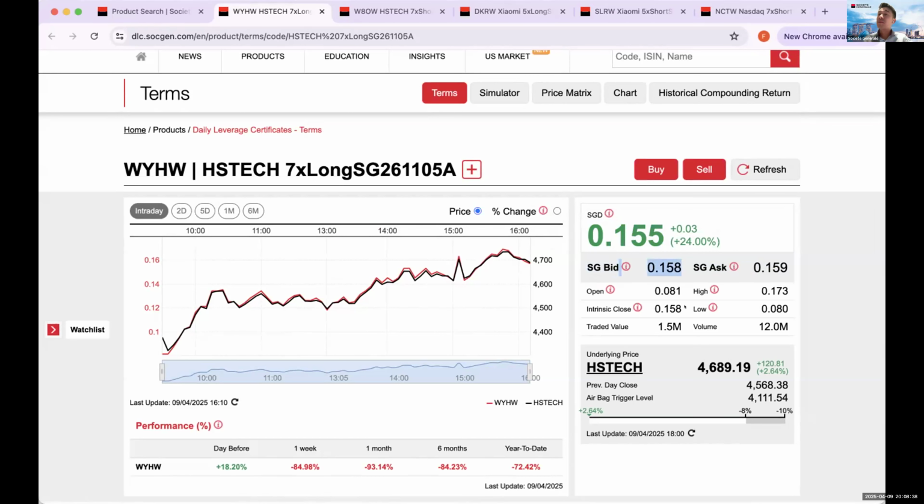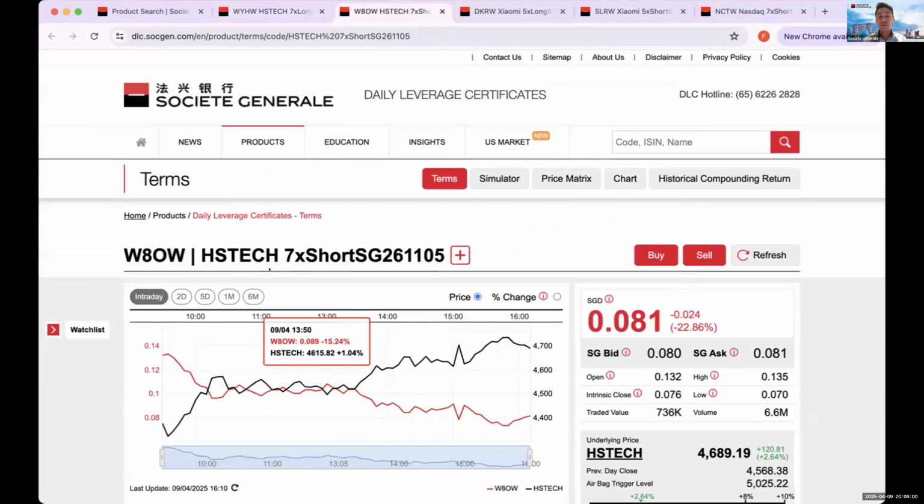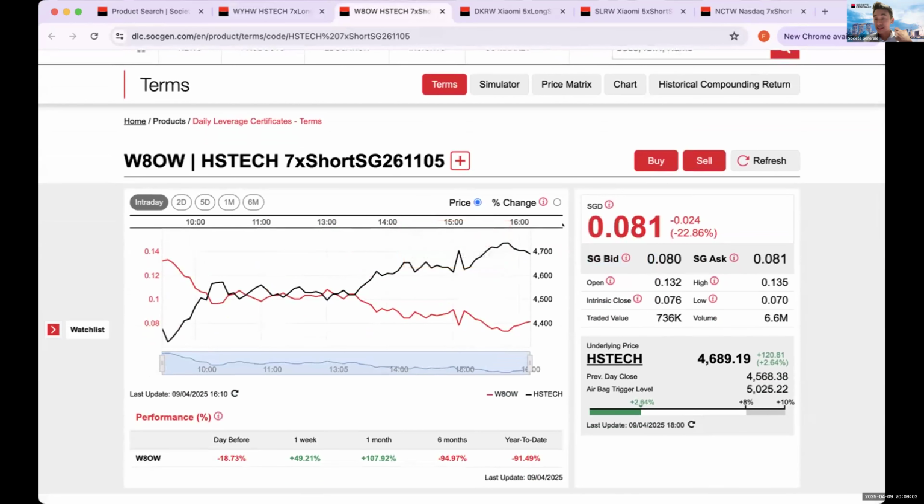If the underlying index goes up by 1%, the price of this DLC will go up by 7%. Basically, that's how the DLCs work. Underlying moves 1%, this 7 times long DLC will move up by 7%. But correspondingly, if the underlying index goes up by 1%, the 7 times short Hang Seng Tech DLC W8OW would go down by 7%.